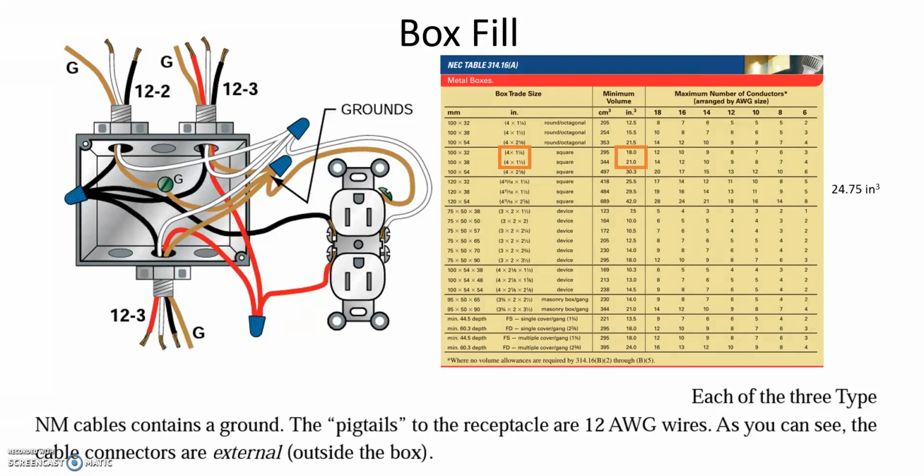I can see 4 by 1.25 inches only contains 18 cubic inches. 4 by 1.5 inches only contains 21. Neither one of those is going to quite cut it for me, so I'm going to have to go down to the big guy there, the 2 1/8 deep. Of course, that contains 30.3 cubic inches, which is more than the 24.75 cubic inches that I calculated. So this volume can fit within this box. Okay, so that's your box selection.